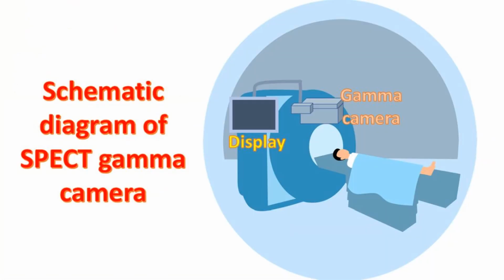At maximal exercise, one more injection of radioactive tracer is given. One more nuclear scanning is done after waiting for about 20 minutes with the gamma camera. The rest images are compared with the exercise images by the nuclear medicine specialist.